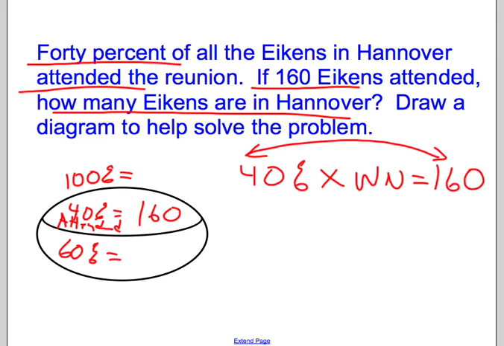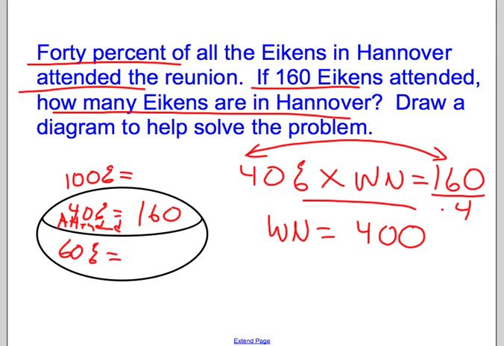Mercedes, how do I solve for the total then? Divide. 160 divided by 40, 0.4. Okay, good. And you got that, Mr. Calculator? I guess. Isn't it 400? 160 divided by 0.4? I think 400. 400. So here's your answer. That's 1 point.